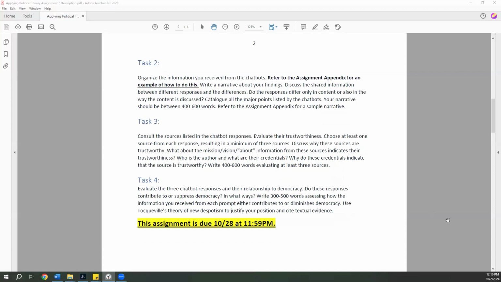Then in the last task, they reflect on how the information that was given to them impacts democracy largely. They would have been working with definitions of democracy, what democracy means in the United States. And so they do an assessment of how the chatbot answers either enhance or curb access to democracy.